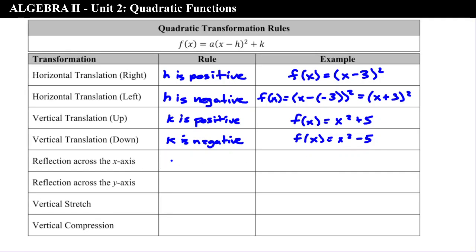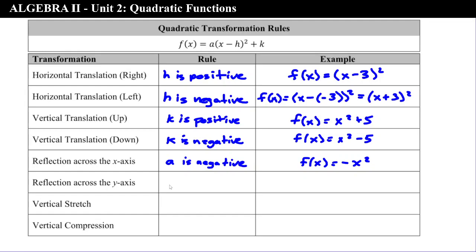Reflection across the x-axis occurs when a is negative. So you've got that a out in front, and when a is negative, then you have a reflection across the x-axis, and it would look like this: f of x equals minus x squared.